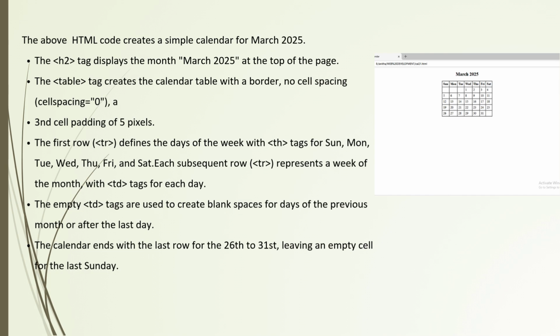Each subsequent row represents a week of the month with td tags for each day. The empty td tags are used to create blank spaces for days of the previous month or after the last day. The calendar ends with the last row for the 26th to 31st, leaving an empty cell for the last Sunday.